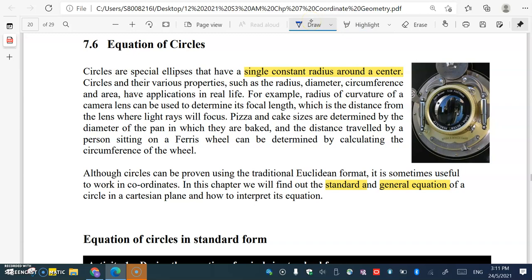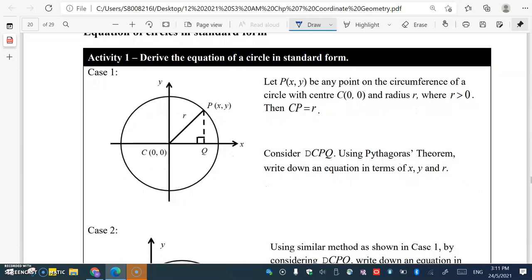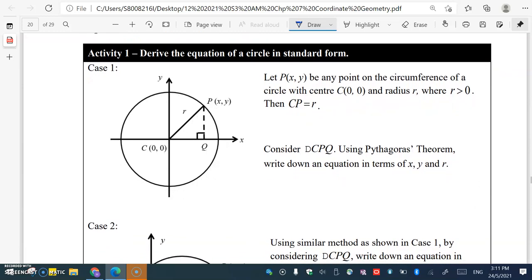Let us look at page 108 of your notes. In activity 1, let us look at case 1 on the page. You see a circle drawn on the Cartesian coordinates on the left of your diagram. Now, if I have P as any point on the circumference of a circle, with center (0, 0) and the radius known as R, I know that the length of CP is equal to R.